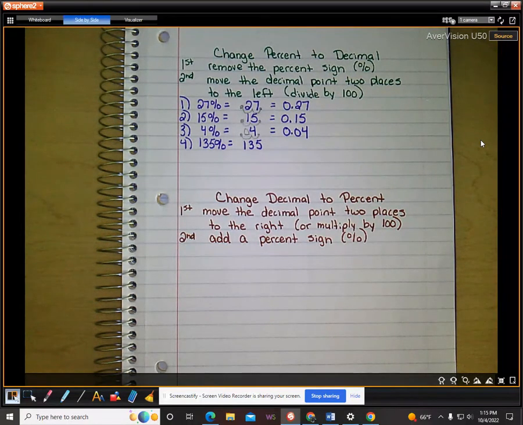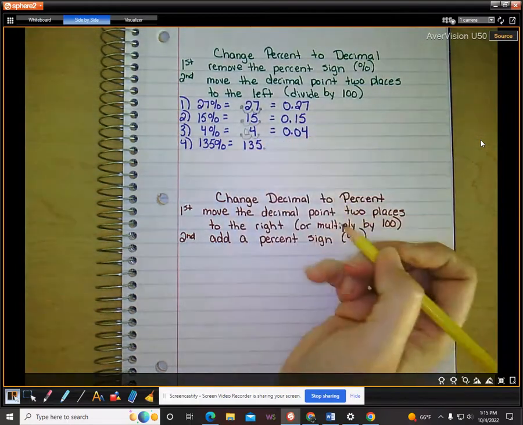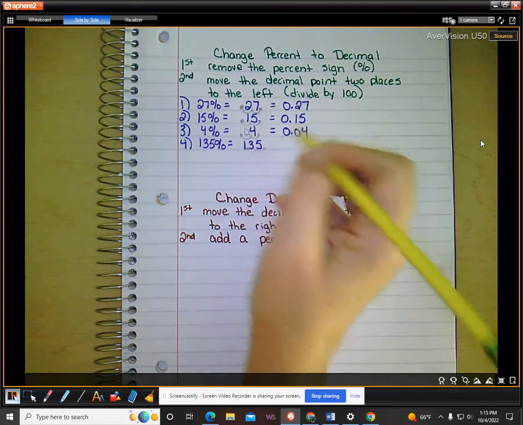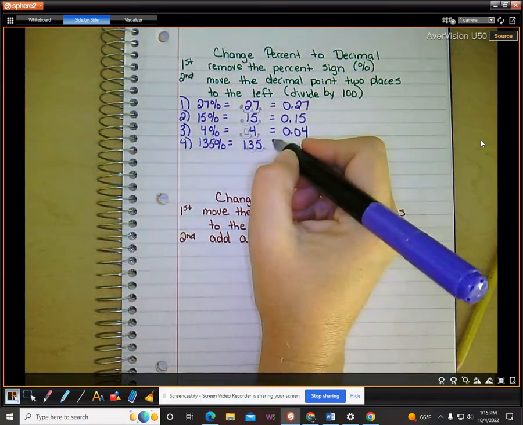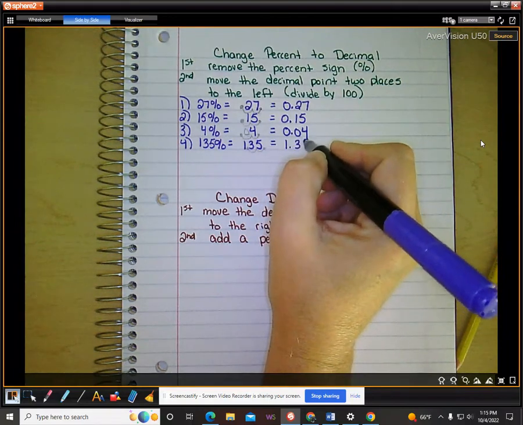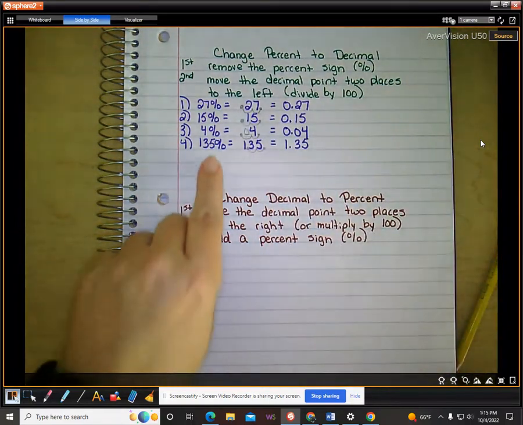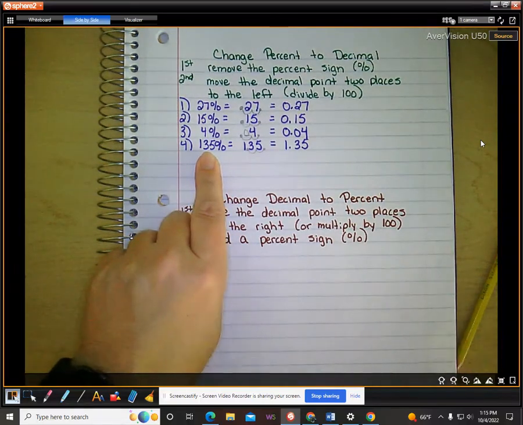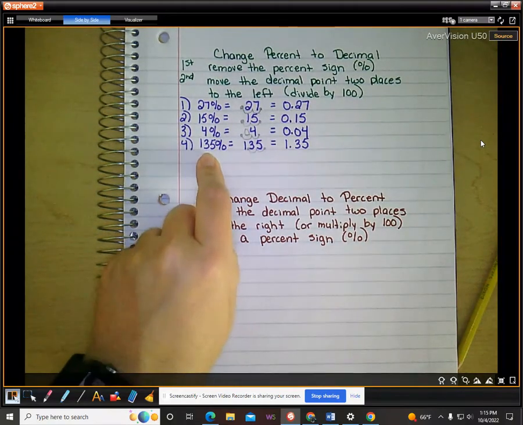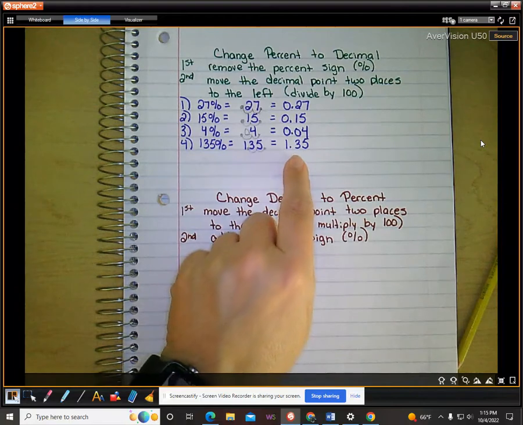Where's the decimal point in 135? Gavin? After the 5. Okay. Move it back 2 spaces. What is 135% as a decimal? Gavin? 1.35. Yes, 1 and 35 hundredths. Okay. It's greater than 100%. So this is where it's one of those things that does my answer make sense? This is greater than 100%. You're going to have a decimal bigger than 1.